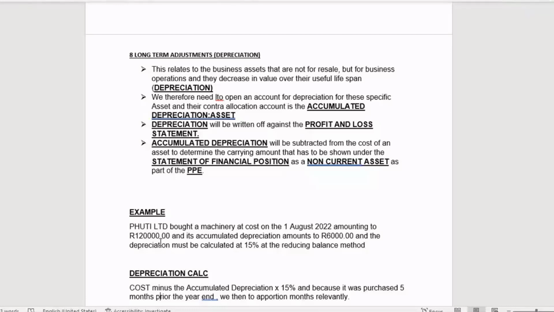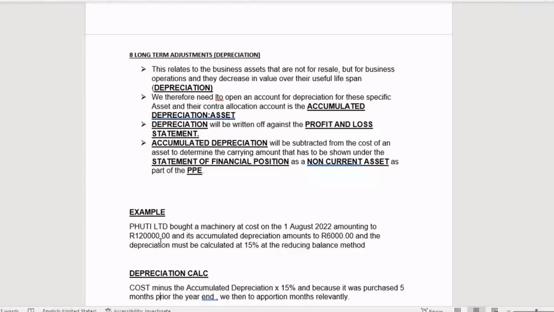And the contra allocation account is the accumulated depreciation. It's an asset. Right. So basically what happened is because we recognize depreciation as an expense, it's going to increase on the debit side. It's going to be shown on the debit side. And then your accumulated depreciation will be shown as a contra allocation account on the credit side.